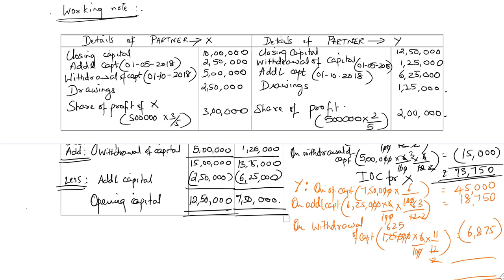And the final answer, which is IOC for Y, is 45,000 plus 18,750 minus 6,875, which is equal to 56,875.